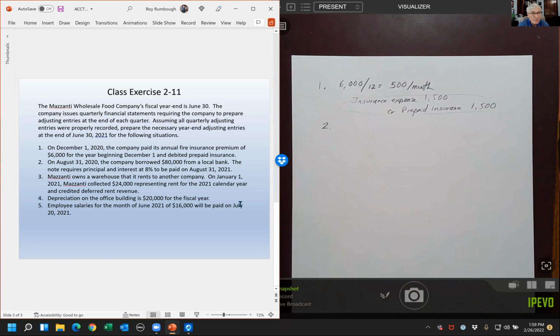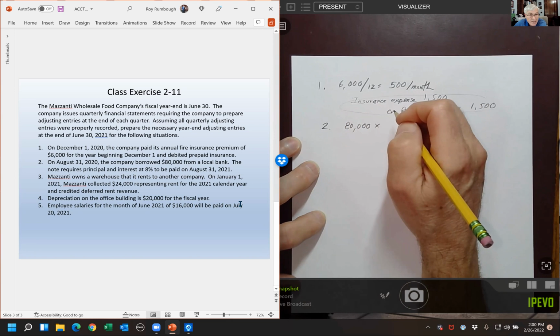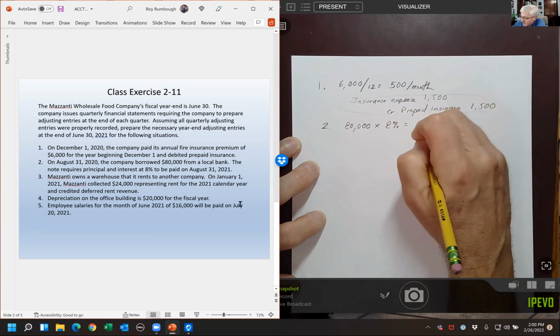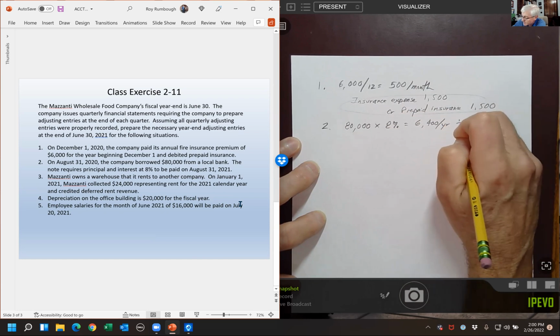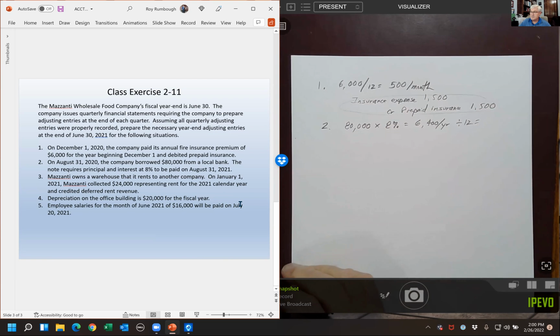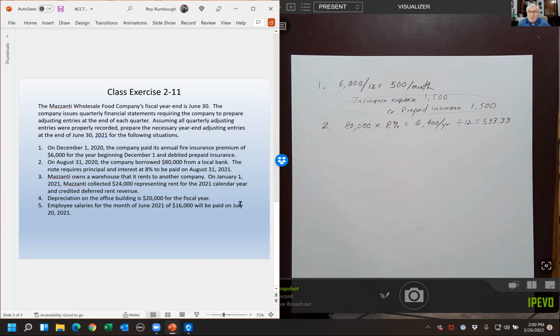All right, now we have borrowed $80,000 from a local bank, again, all the way back to last year in 2020, and earns interest at 8%. And it's going to be paid back August 31st, which is in a couple of months. So follow our process, and it's $80,000 times an annual rate, 8%. So 6,400 per year divided by 12, how much per month? $533.33.